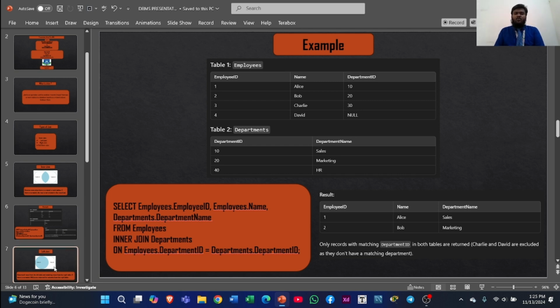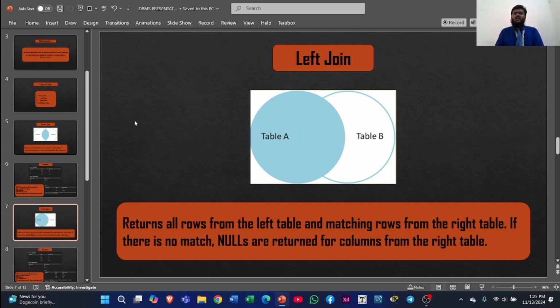Now I am going to talk about left join. Here is a diagram of left join. In left join, it returns all rows from the left table and matching rows from the right table. If there is no match, nulls are returned for the columns from the right table.